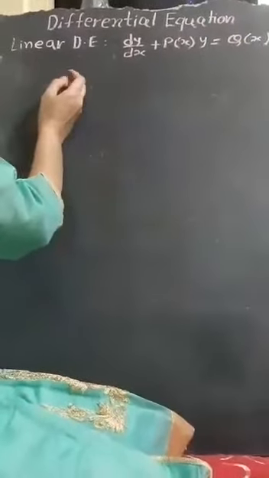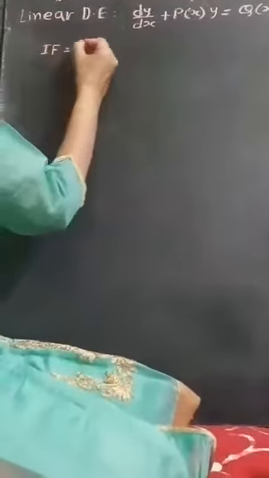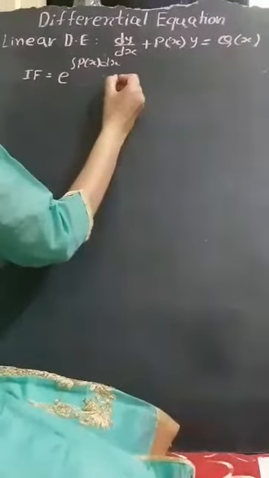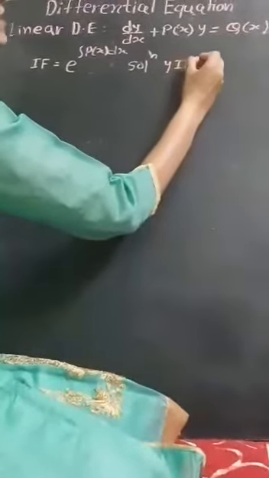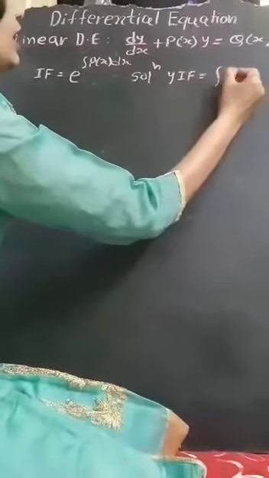After recognizing px and qx, what is the procedure of solving? You have to find out the integrating factor. Integrating factor is e raised to integral px dx and the solution will be y into IF is equal to integration of IF into qx dx. So what you have to do?